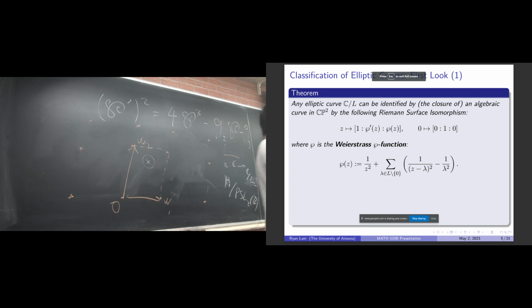Here is the theorem that we did in class, that all elliptic curves can be realized this way. Questions on the previous page?